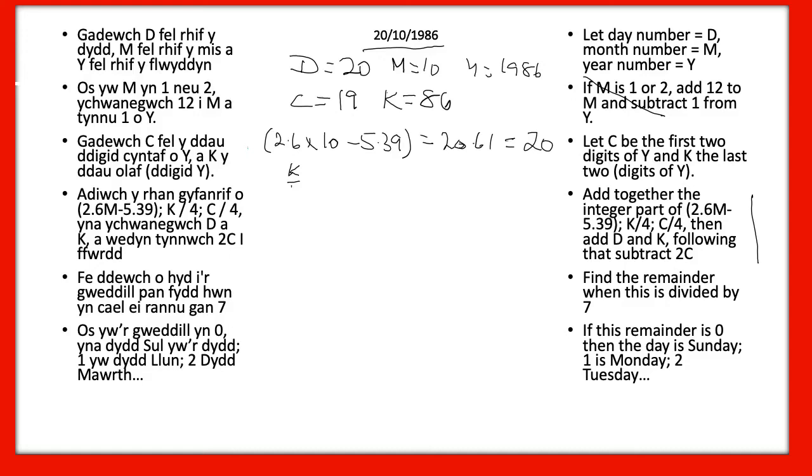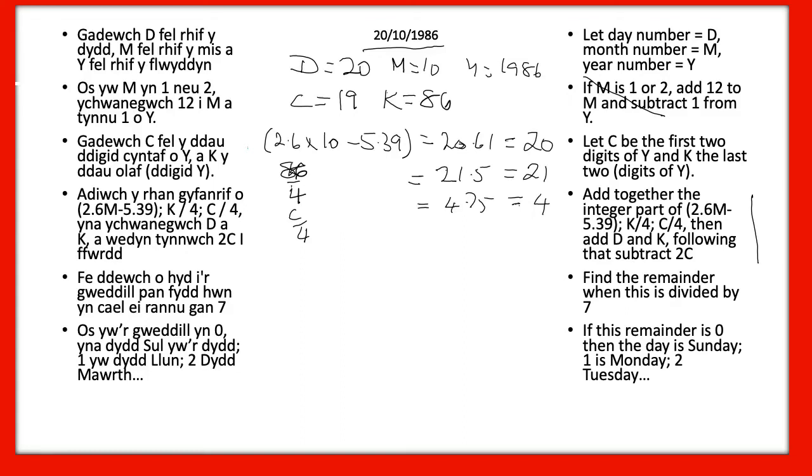K over 4. So I've got 86 divided by 4. Well, 4 into 86 goes 21.5 times. 4 into 8 goes twice, into 6 goes 1.5, so 21.5. I want the integer part of that, so it's 21. C over 4 is going to be 19 over 4, which is 4.75, so that's just 4.